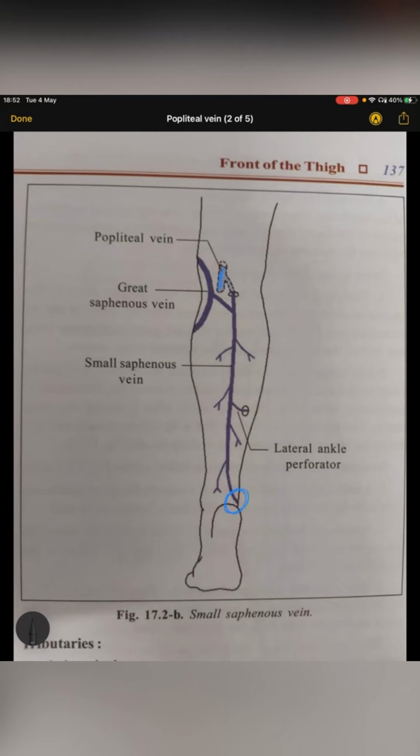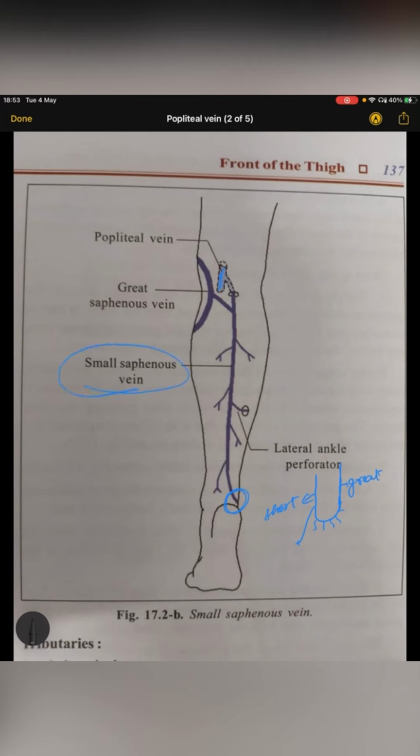Now let us see this. The short saphenous vein starts as the lateral continuation of our dorsal venous arch. Okay. So this was our dorsal venous arch, this is our great saphenous, and on the lateral side our short saphenous vein begins, and this is also accompanied by the lateral marginal vein of our foot. So the lateral marginal vein of the foot along with the dorsal venous arch joins to form our short saphenous or small saphenous vein.